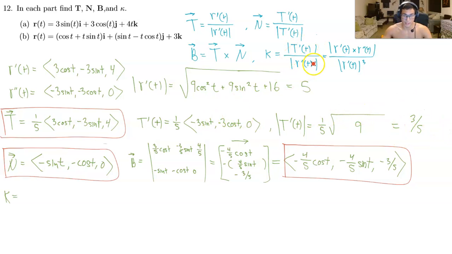3/5 divided by, where's ||r'(t)||? 3/5 divided by 5. What's 3 divided by 5 divided by 5? That's 3 over 25. So there we go. That took 4 seconds. So you found everything we needed for part A. Now let's do it for part B.